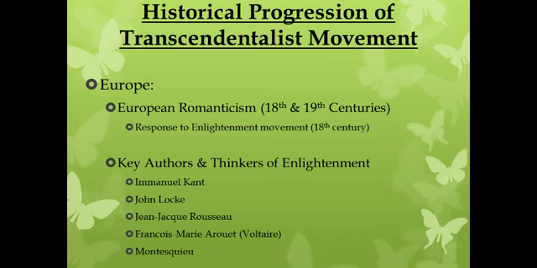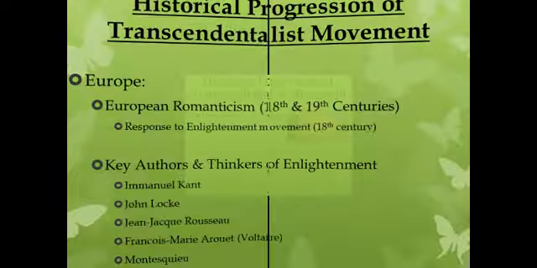So let me give you some historical background to this movement. It actually stems from this thing called Romanticism. It started in Europe in the 18th and 19th centuries, and this movement was a direct response to the Enlightenment, which was primarily in the 18th century. Key authors and thinkers of the Enlightenment, which should be familiar to you, Immanuel Kant, John Locke, Jean-Jacques Rousseau, Voltaire, and Montesquieu. Okay, so these are all names that you should be familiar with, but this is how Transcendentalism started in the United States. It came from the Romanticism in Europe.